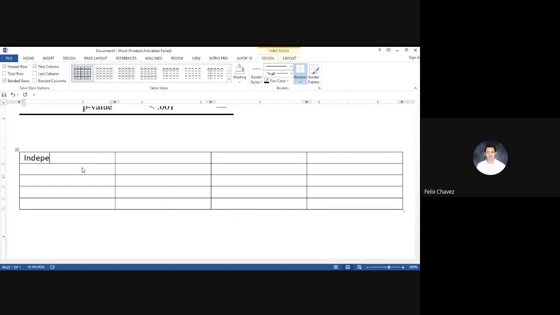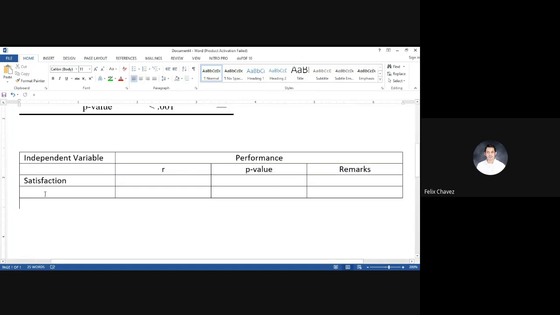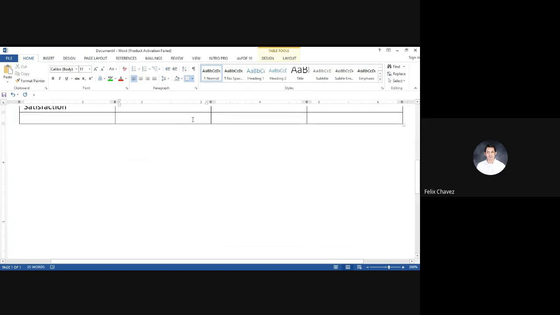So this is the independent variable. We have the satisfaction and the DV is the performance. Okay. So we have here the R, the p-value, remarks. So you can place such components in the table so that meron siyang representation of the parameters.